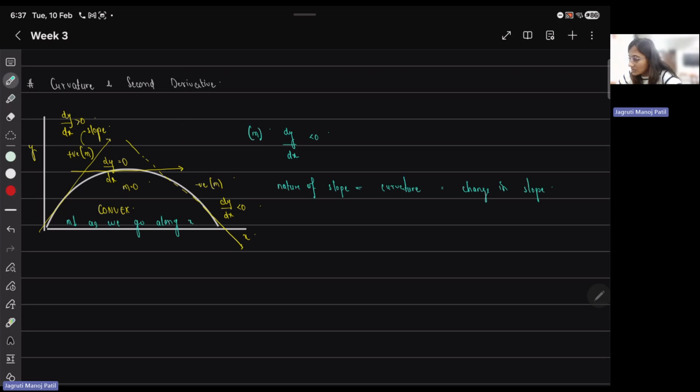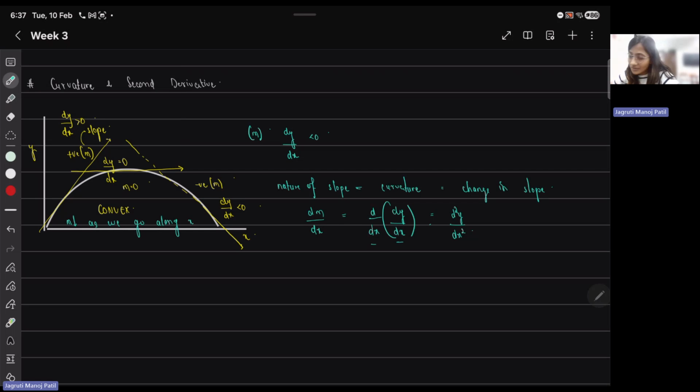So what is the change in slope now? The change in slope would be dm by dx. It would be represented as d by dx of dy by dx. Okay, so till this particular point, it's clear. Now, how do you write it? This is double differentiation. You have the first derivative, you have the second derivative. So you write it as d square y by dx square. You write it like this.